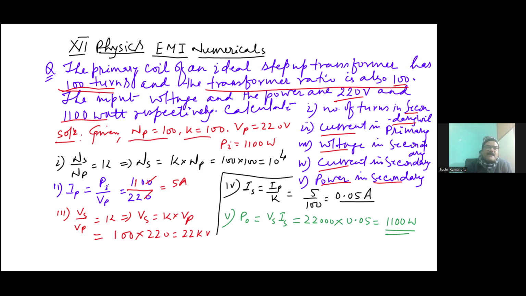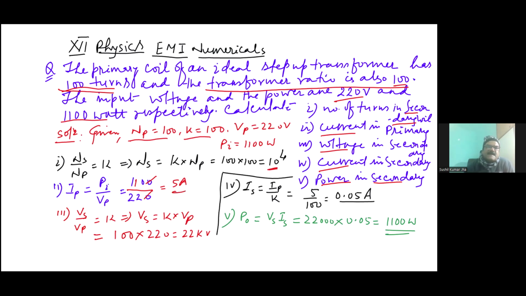So let's write the formula. Formula होती है हमारी Ns by Np is K. Therefore Ns will be K times Np. 100 into 100, तो 10 raised to the power 4 हो गई हमारी number of turns in secondary. फिर सेकेंड पूछ रहा है करंट इन प्राइमरी। करंट हम जानते हैं पावर इज वोल्टेज इनटू करंट, तो प्राइमरी की करंट विल बी पावर इनपुट डिवाइडेड बाय वोल्टेज इन प्राइमरी। Power input is 1100 and voltage in primary is 220. So let's divide and thus we get 5 ampere.